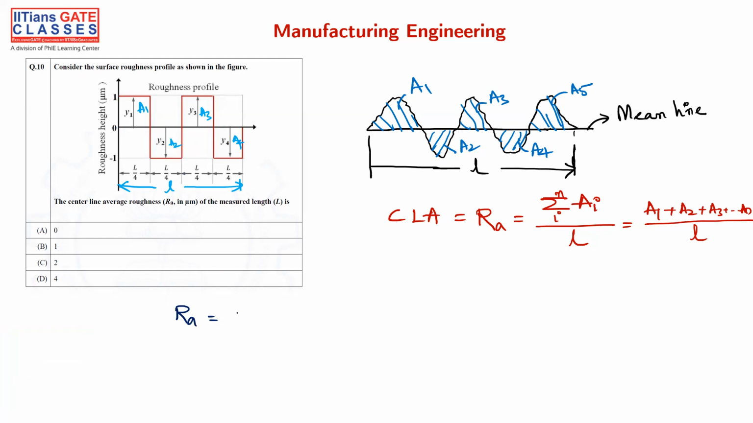So like this, we have how many? 1 into L by 4. Like that, how many we have? Into 4 we have, right? So divided by total length, which is L. The 4 gets cancelled, L gets cancelled, and the answer is 1.